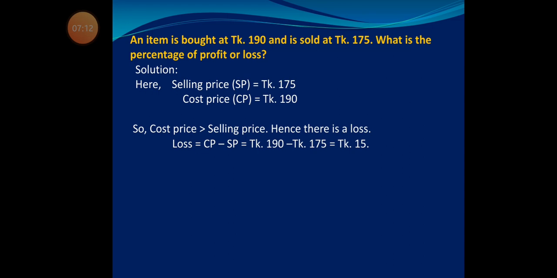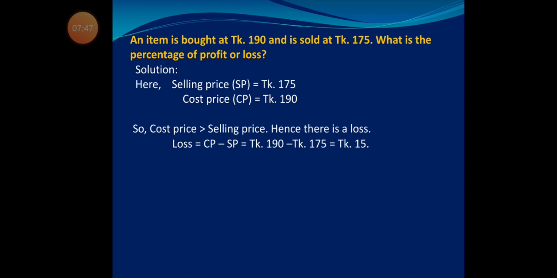Let us see some examples from our textbook. An item is bought at taka 190 and sold at taka 175. What is the percentage of profit or loss? Here you can see that the selling price is smaller than the cost price, as selling price is 175 taka and cost price is 190 taka. And we know when cost price is higher than the selling price, then the loss is cost price minus the selling price. In this case, taka 190 minus taka 175 is taka 15.